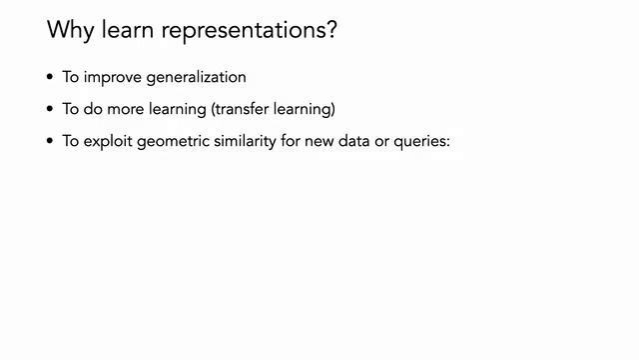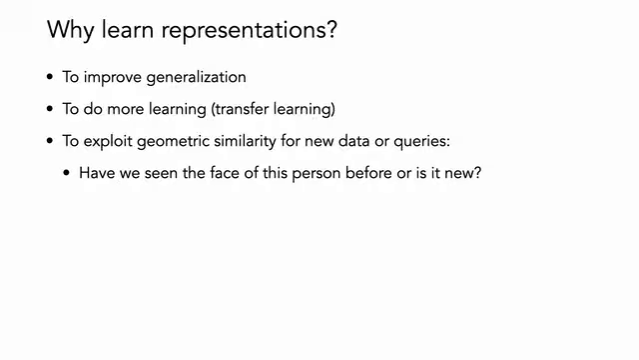And then another version is maybe to exploit something like geometric similarity for new data or queries. So what does geometric similarity mean? Well, one thing might be, have we seen the face of this person before, or is it new, right? There's something physical and structural about our face that should be similar regardless of maybe the lighting, the pose, the orientation. Another version of geometric similarity might be in retrieval, right? Can you build representations that let you find items similar to a given query? So if I say, hey, here's something I just found, have we ever seen something similar to this before?